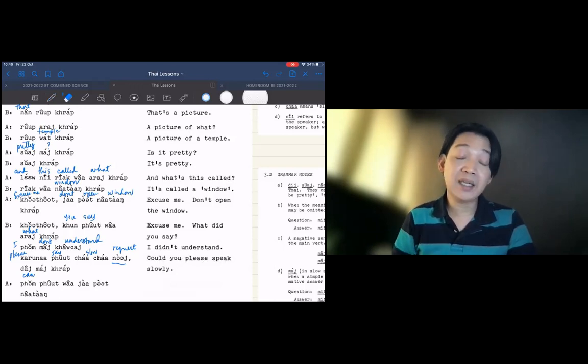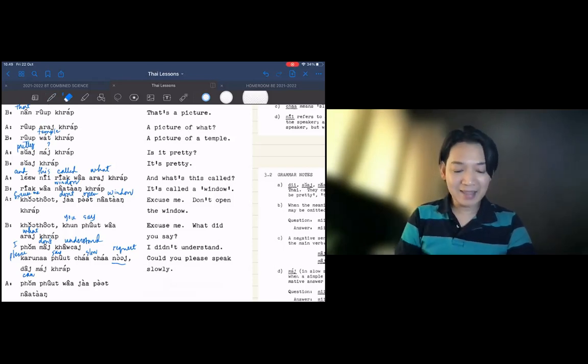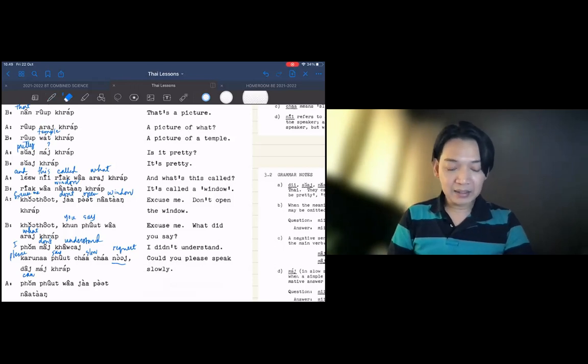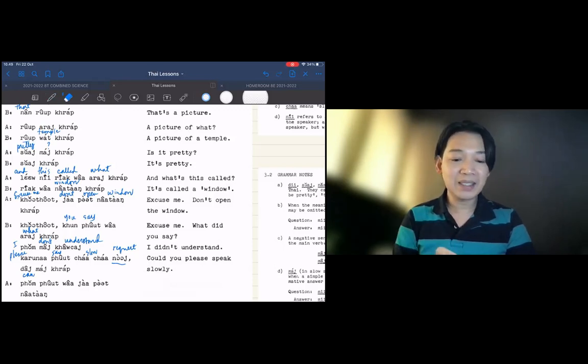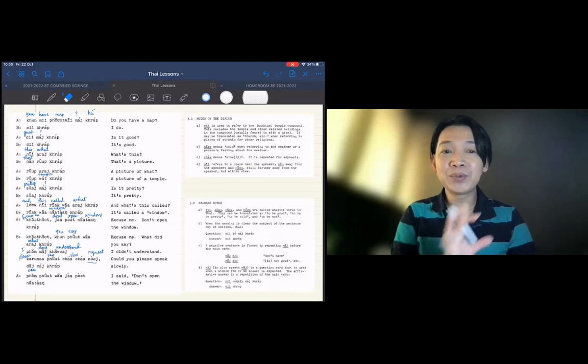And then finally, speaker A here said, Hom put wa ja pet natang. I say, don't open window. So technically he wanted to say, as I was saying, or I told you, or I said, don't open the window. Okay, so I hope that this very simple conversation helped you use the words we learned earlier in very simple sentences.